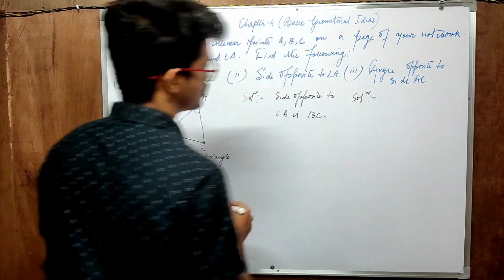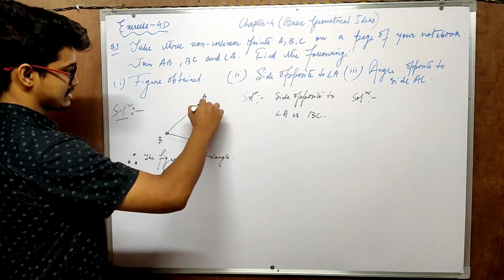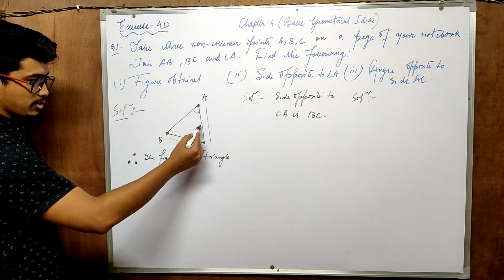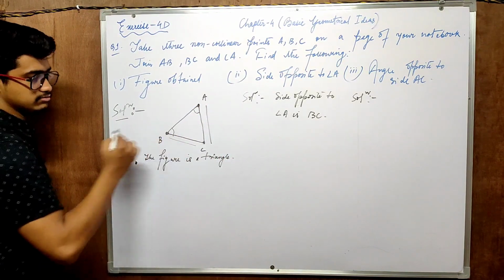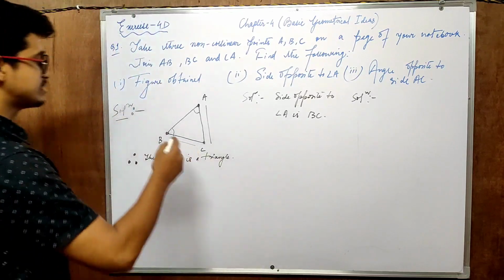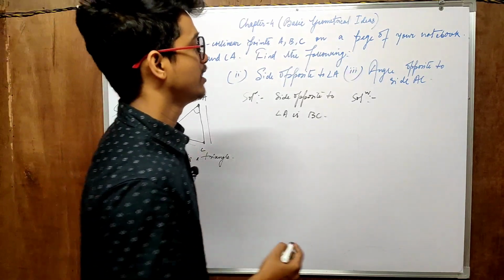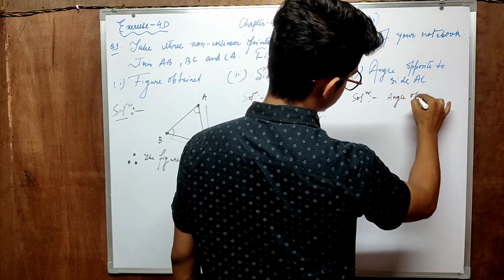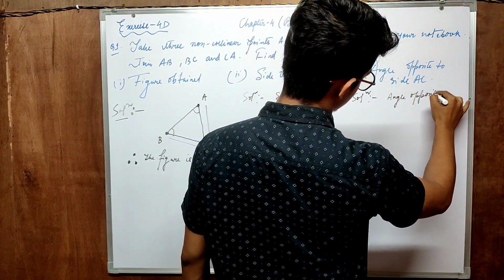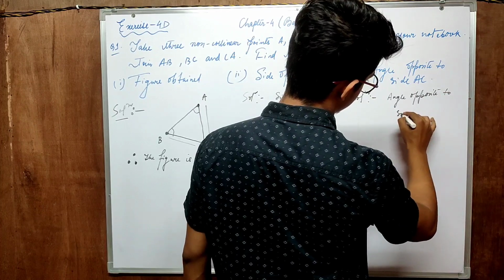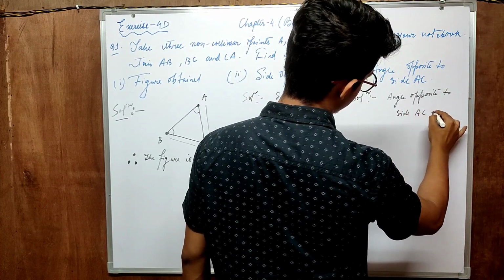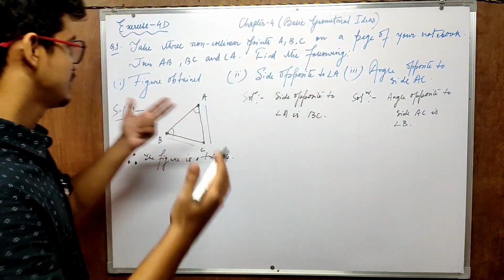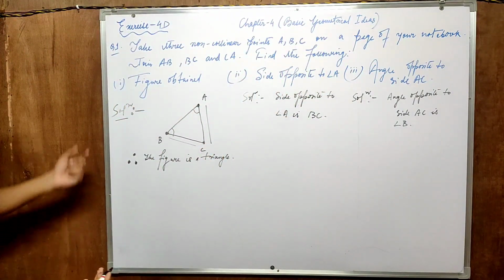Third one. Angle opposite to side AC. Where is AC? This is the side which is AC. The opposite of AC will be this angle, surely this angle, which is called angle B. So the angle opposite to side AC is angle B. Done.